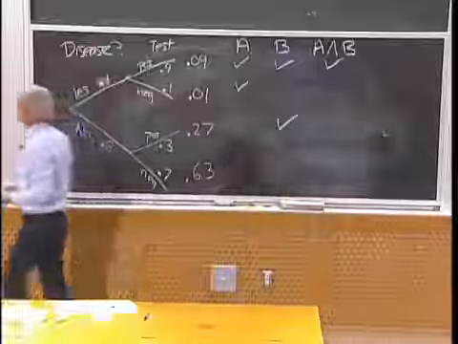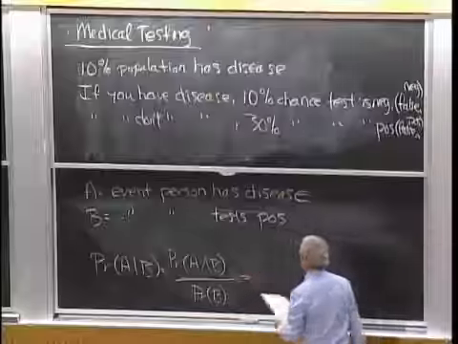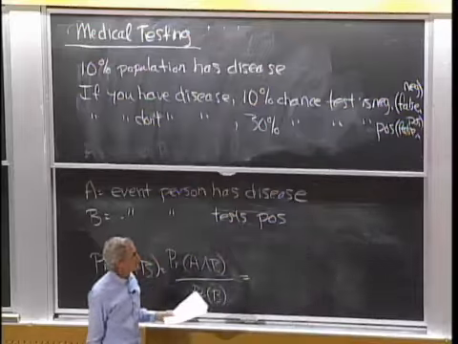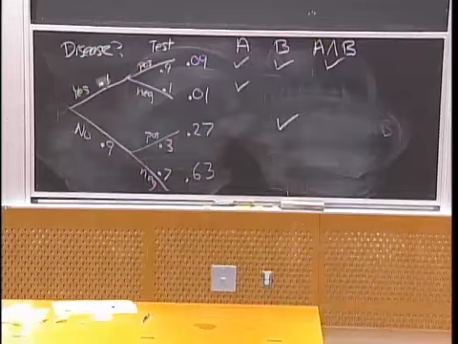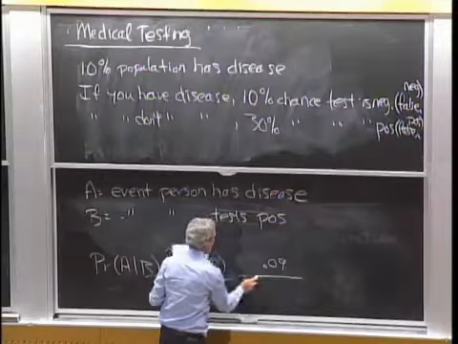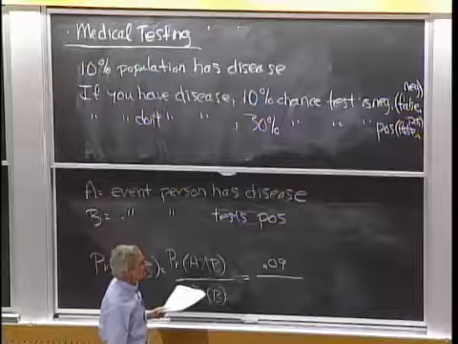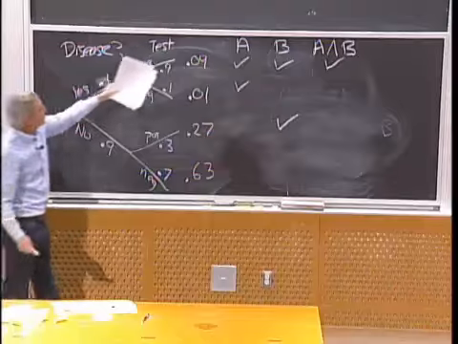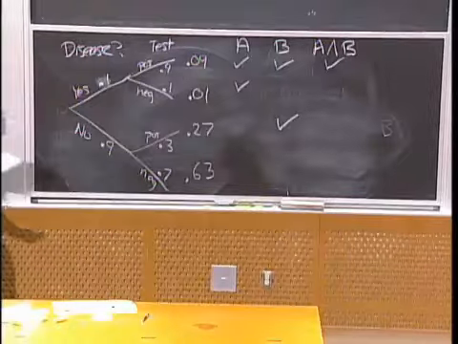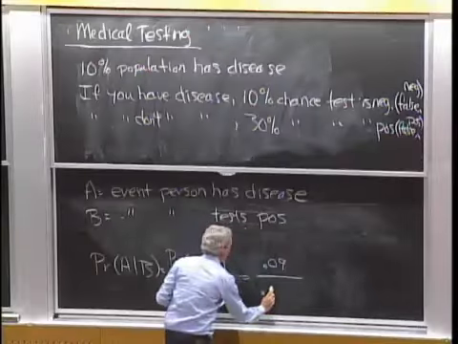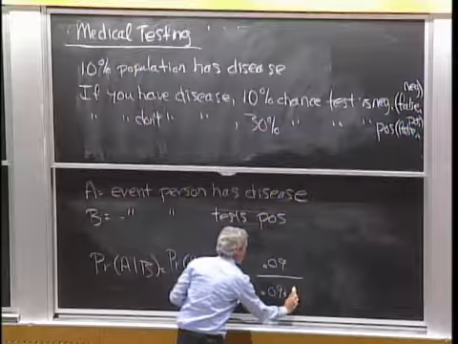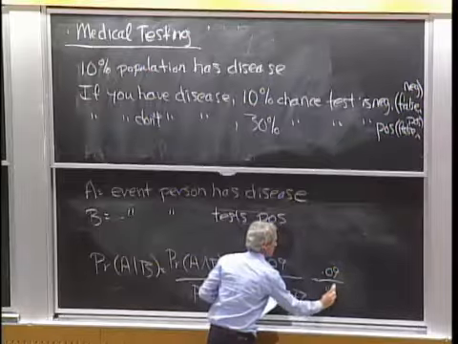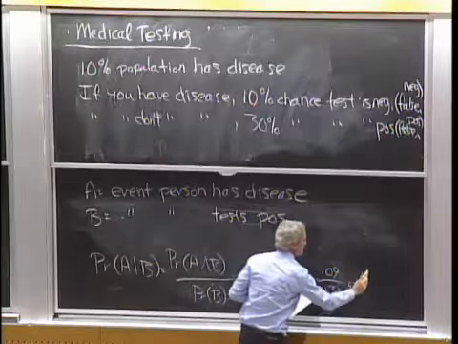Let's just figure out the probability you have the disease given a positive test. What's the probability of A intersect B? 0.09. It's just that one sample point. What's the probability that you tested positive? 0.36. Yeah, 0.09 plus 0.27, which is 0.36. So I got 0.09 over 0.36, which is 1/4.